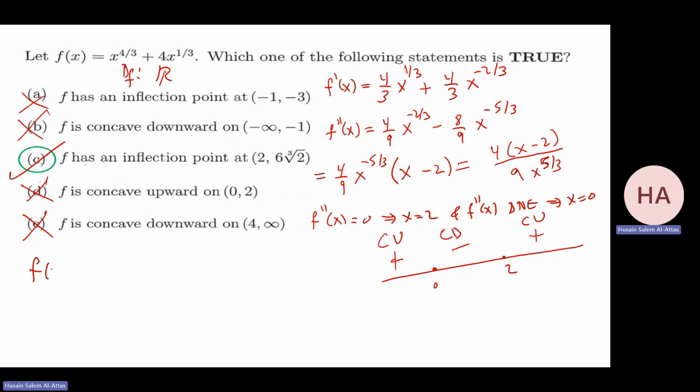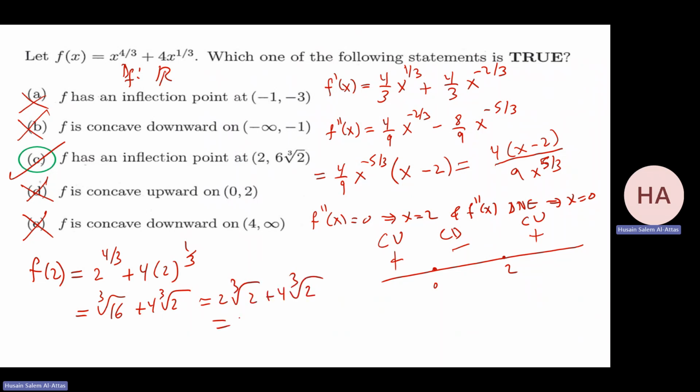And also you can check f of 2. f of 2 will be what? 2 to the power 4 over 3 plus 4 times 2 to the power 1 over 3. That gives me cube root of 16 plus 4 cube root of 2. Cube root of 16 is 2 cube root of 2, plus 4 cube root of 2. That will be 6 cube root of 2, which is this one. So this is correct. Okay, so I have an inflection point here. Also at 0, by the way, I have an inflection point.